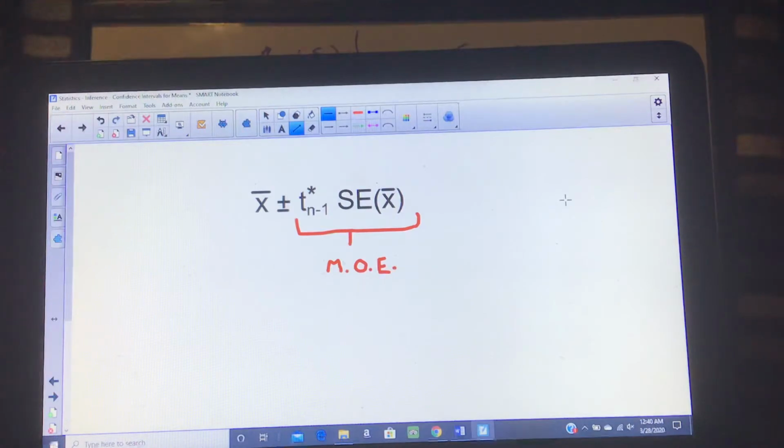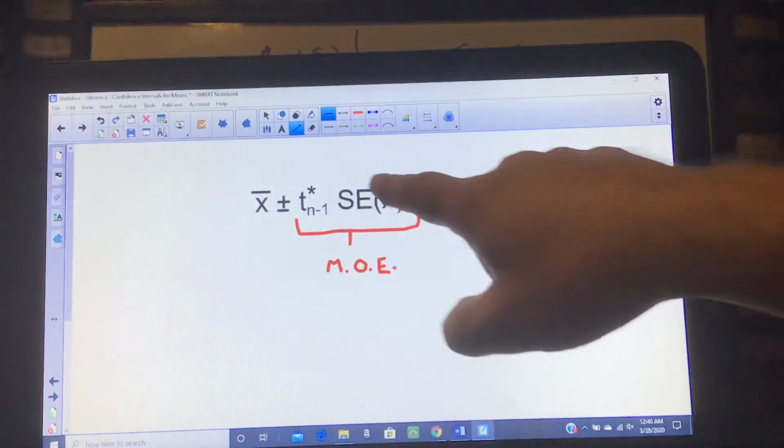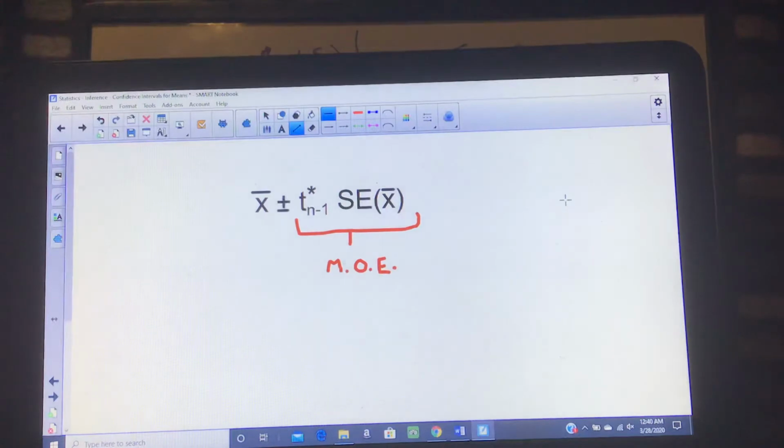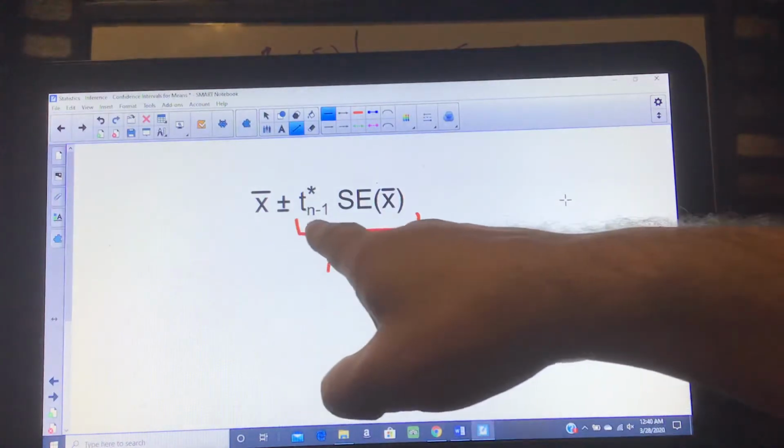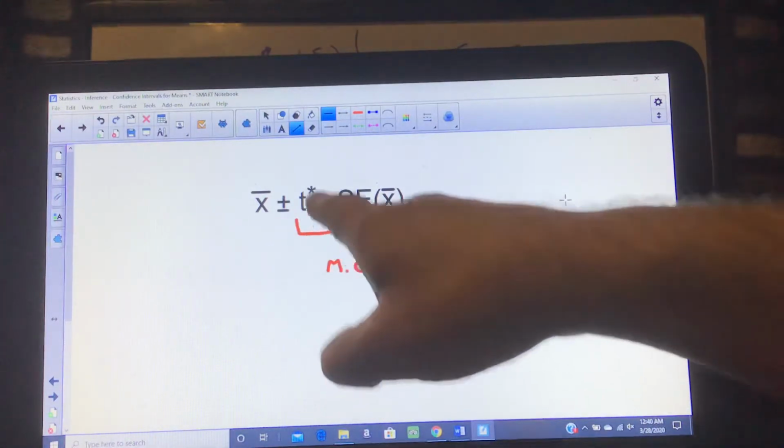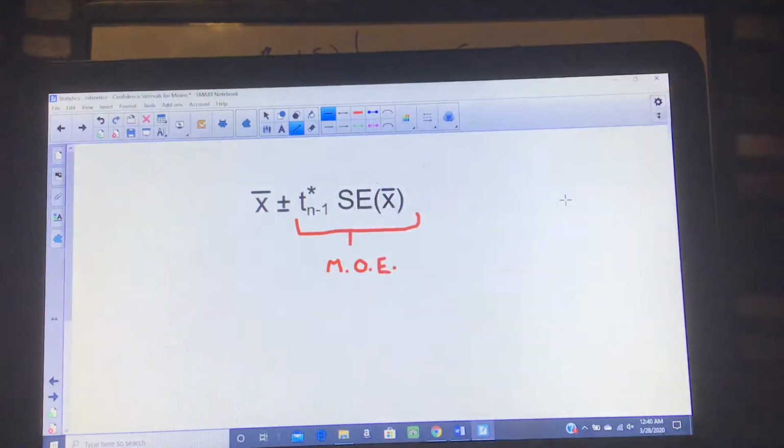All right, so we're going to be talking about when we need a certain number of people. The n formula is actually hidden in this. Remember, the standard error is s over square root of n. All right, so the n is hidden in this formula, and we want to find what that n value is. All right, so we have x bar plus or minus t sub n minus 1 star, standard error of the mean, all right? And that's our margin of error.